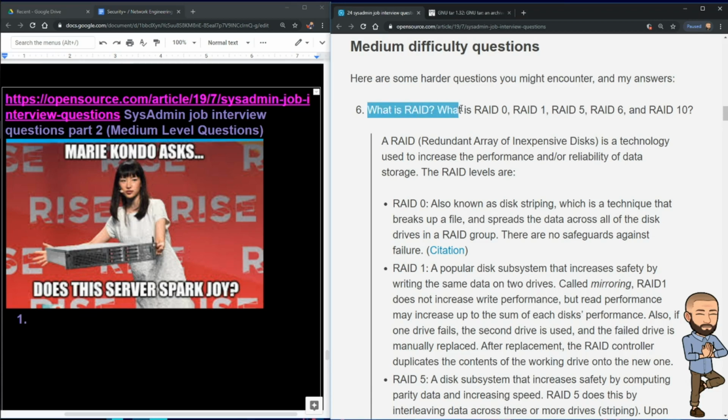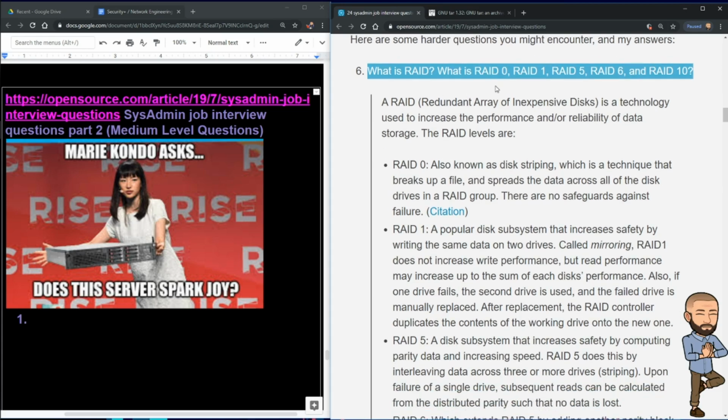What is RAID? What is RAID 0, RAID 1, 5, 6, and 10? That is kind of tough. I always have a hard time remembering what each number specifically means. So I'm going to try to give you some creative ways here to remember these.